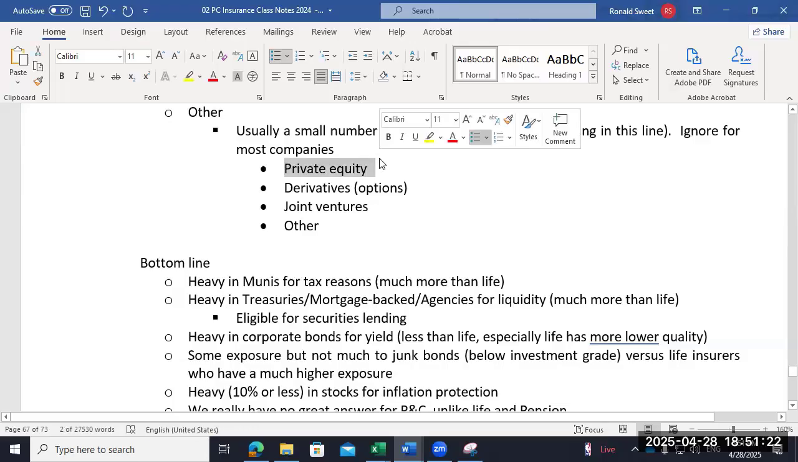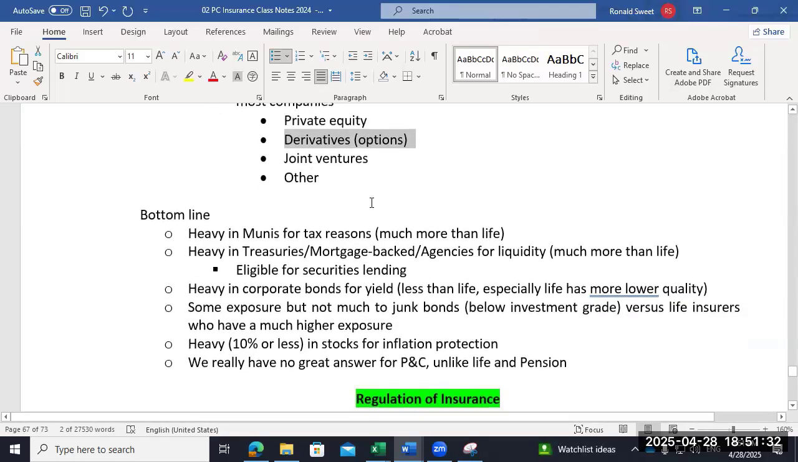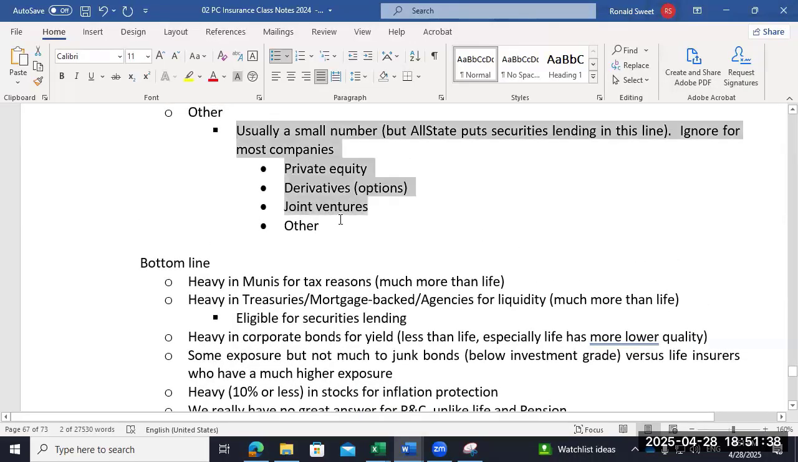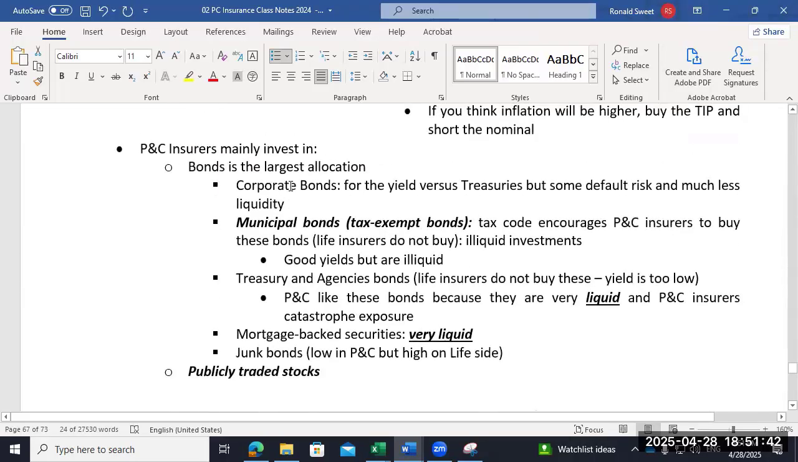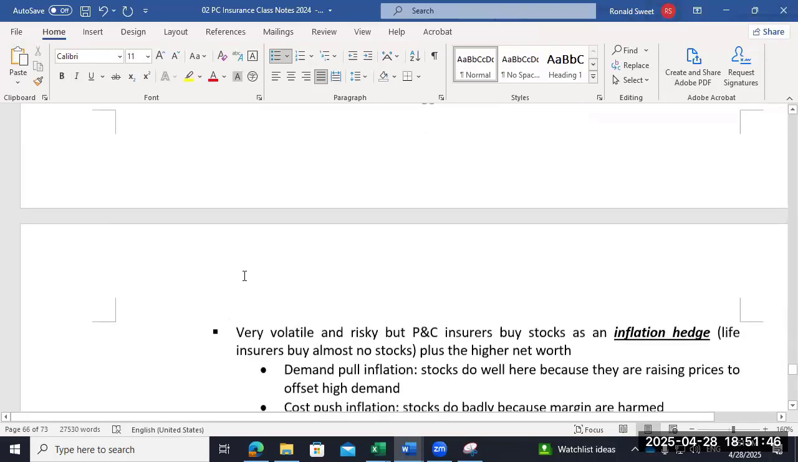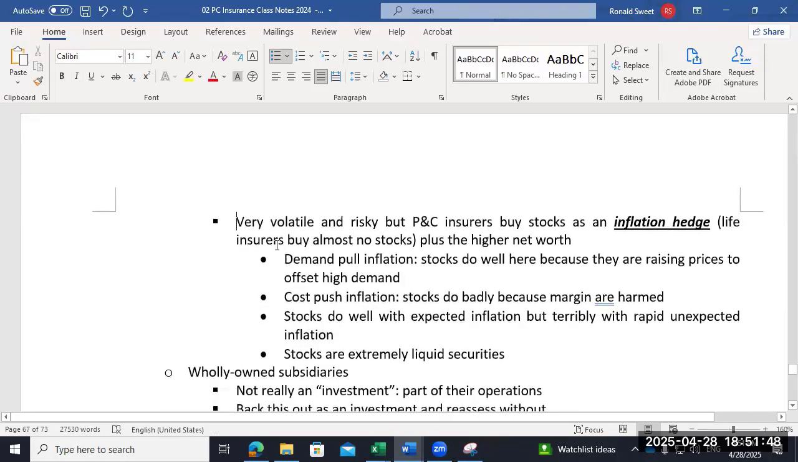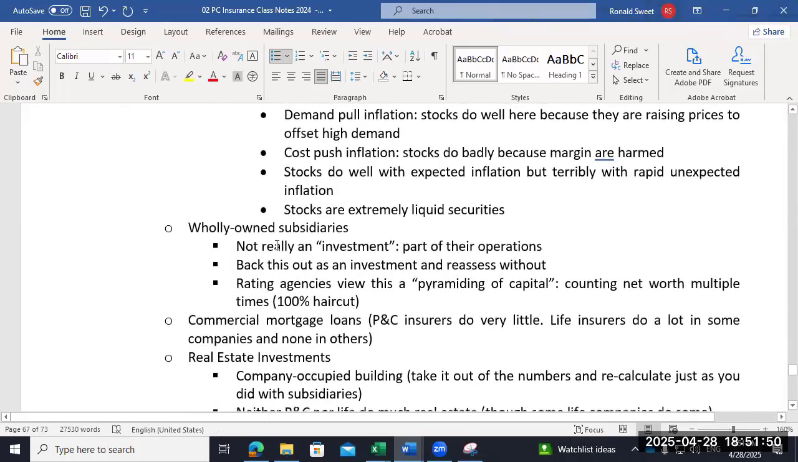Private equity, UTSA did very little private equity. We're talking like $400 or $500 million. It's not much at all. Allstate does a lot more. Derivatives, we were doing a lot of derivatives at UTSA. Allstate does some. Joint ventures, UTSA did a little bit of that, but generally this is like 1–2% of assets. It's pretty small. So if you really had to summarize insurance companies, it's corporate bonds, municipals, treasuries, and publicly traded stocks. That's the bulk of their portfolio.